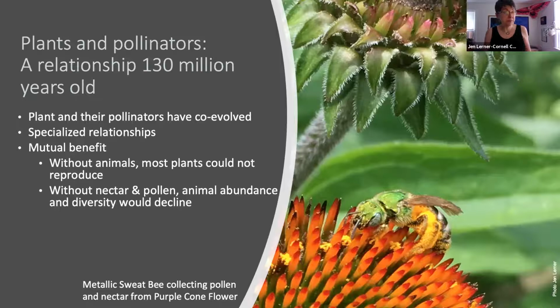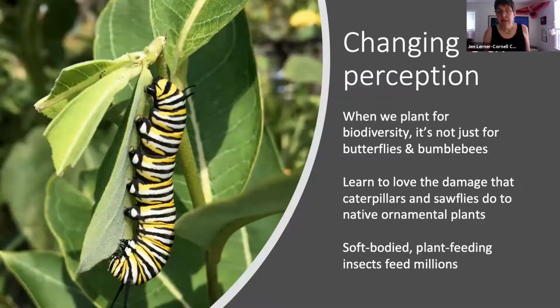And again, I mentioned before that some are very specialized relationships. Some are general. Bumblebees are generalist pollinators. They can get away by eating a lot of things. But some bees are specifically adapted to feeding on just a few plants. I want to think that as we increase the native abundance of plants in our landscapes, we also need to change our perception of what is good, what is okay.